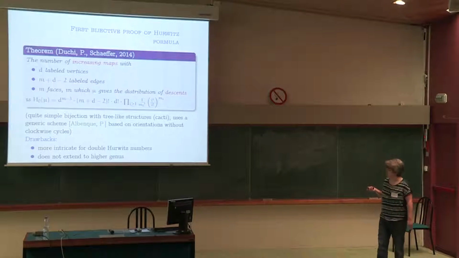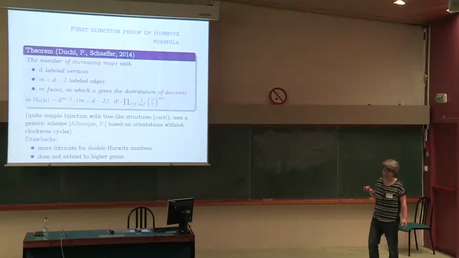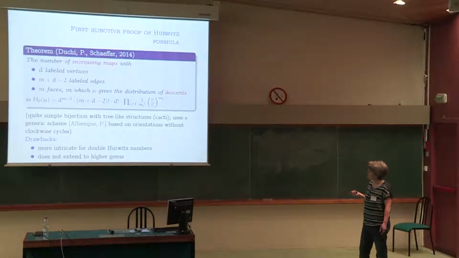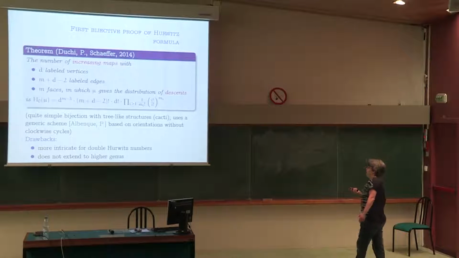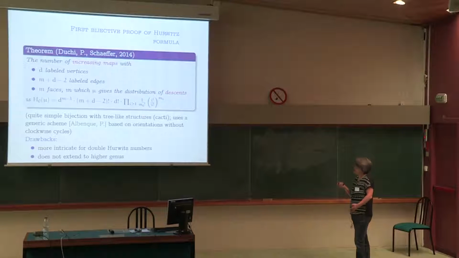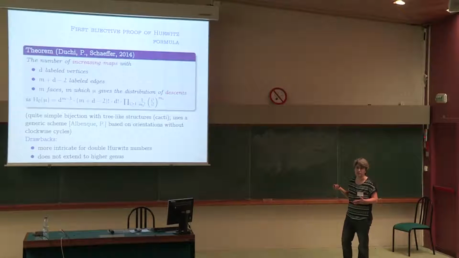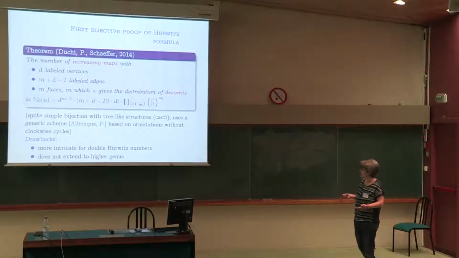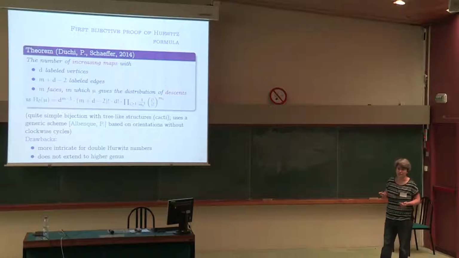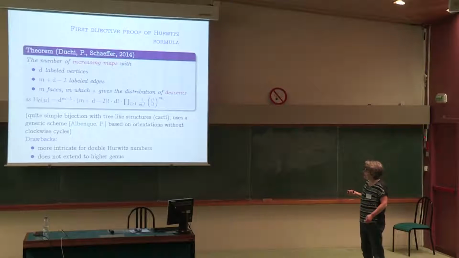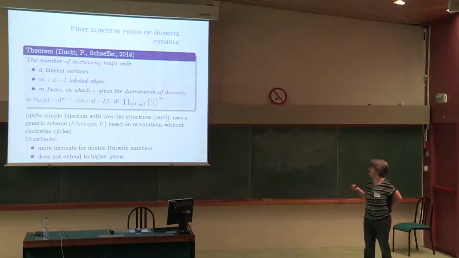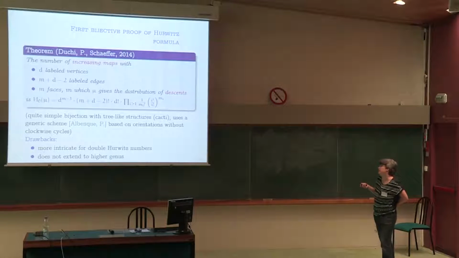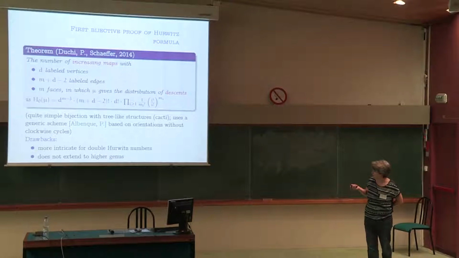This bijection is, honestly, I found it really, really pretty. It's quite simple. We obtained some tree-like structures which are clearly enumerated by these numbers. This is in some way a very simple proof once you have it. It has the particularity of using a general scheme that I developed with Ariane.